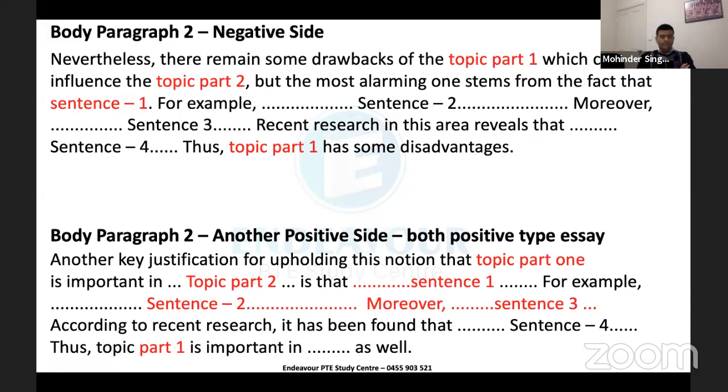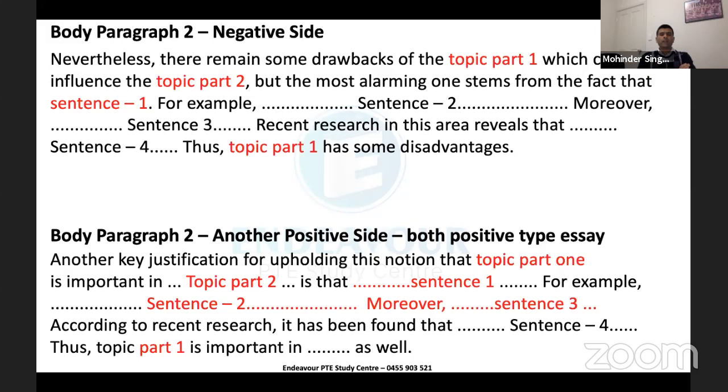This slide is very busy because there is a lot of information there. So in an ideal scenario where you are discussing one positive and one negative, you are going to use the body paragraph written on the top for the negative side. So nevertheless, better words, better marks.